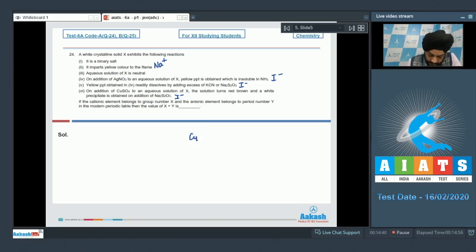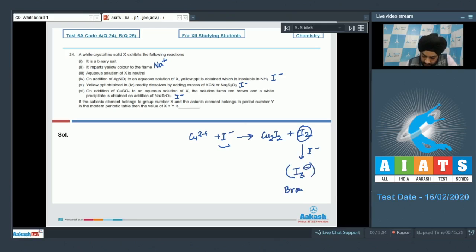So we have cupric ions when they are allowed to react with the iodide ions. What happens is these cupric ions get reduced. So we have the formation of Cu2I2 and we have the liberation of I2 as well. Now this I2 reacts with the I- and forms the triiodide ions. So this is brown in color or reddish brown in color. And due to the presence of these triiodide ions, the solution becomes reddish brown.